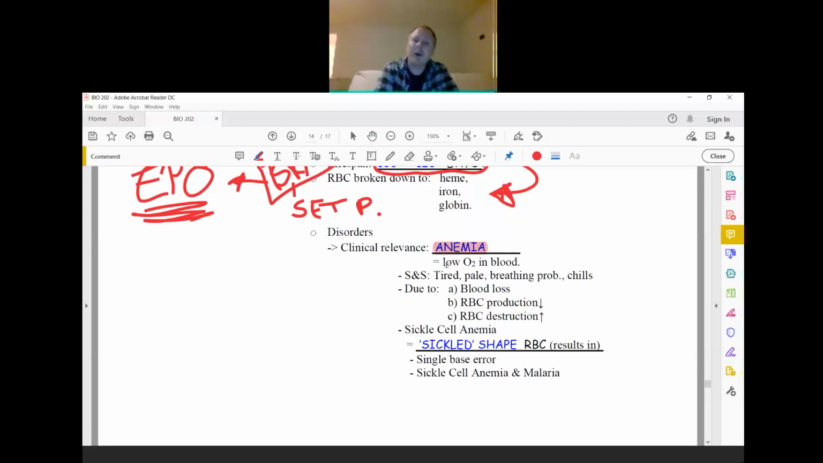So when you have little oxygen in the blood, we're talking about you being anemic. Some of the signs and symptoms include that you appear very tired, pale. You might have breathing problems. You're constantly cold, chilly. There are a few reasons why you might be anemic. You might be losing a lot of blood. So there can be, for example, internal bleeding. Or then you don't produce enough red blood cells. So production of the red blood cells is down. Or you destroy too many red blood cells. So red blood cell destruction is up. So there are those three reasons. It's usually one of those three that causes one to be anemic.